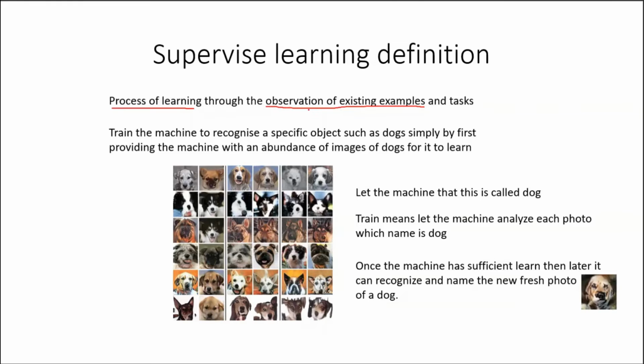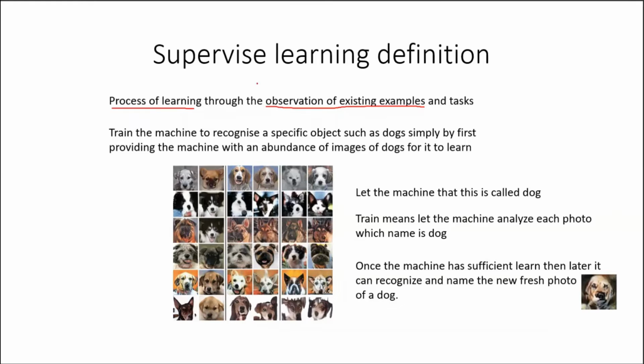So the machine is in the process of learning. The computer can learn from observation of existing examples. In the process it learns, we humans supervise it. We tell it this is the step, this is the step, this is the step. That means supervised learning. Everyone, you got it?